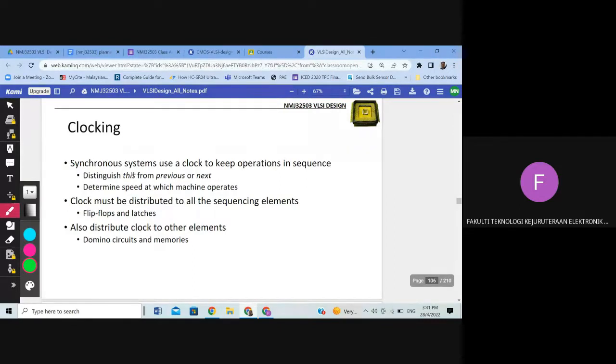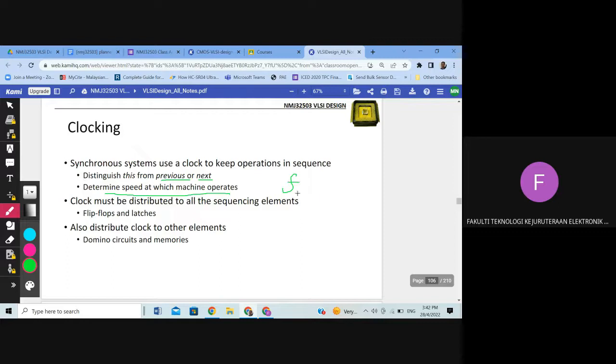Synchronous systems use a clock to keep operations in sequence. That's actually what we already discussed last time. We use the clock signal as a reference to distinguish between the previous, next, and current token. It also determines the speed at which the machine operates, as you also did in the lab.